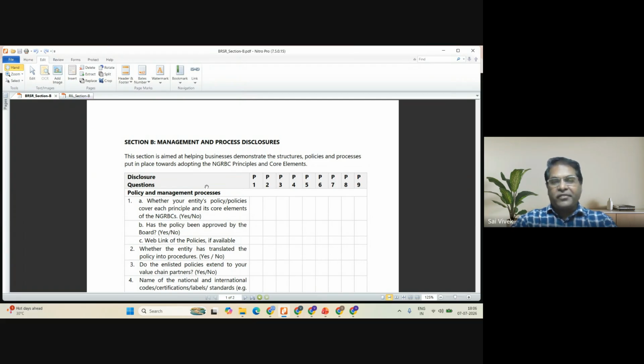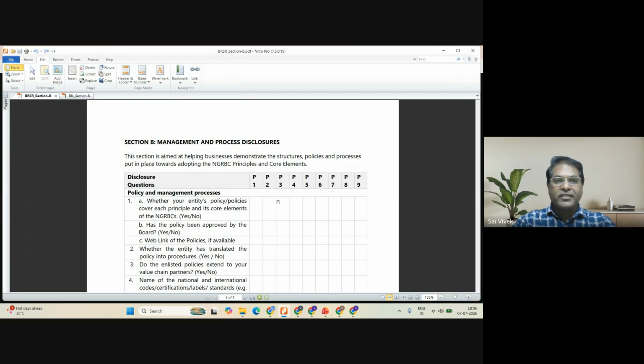We need to understand first what management is. Management is planning, organizing, and controlling of resources, be it human resource or material resource. That we call as management. And process, the exact way of how it is done, is called as process. So BRSR measures how an entity or a company manages and what processes take place in an entity.